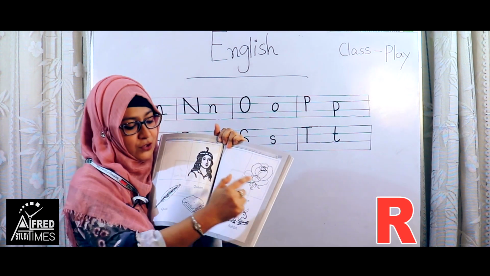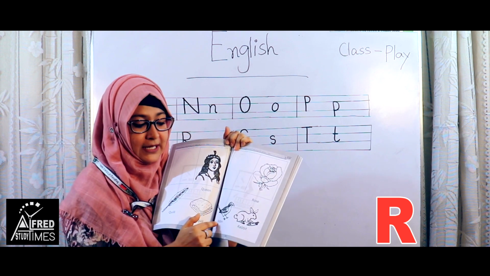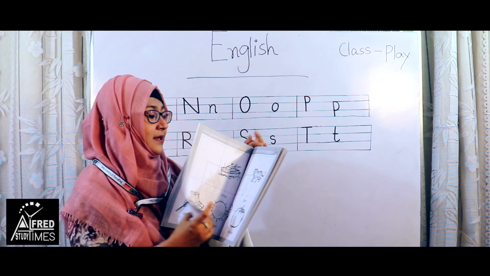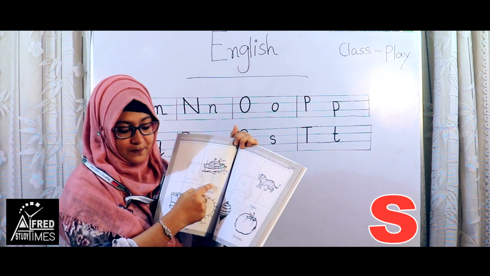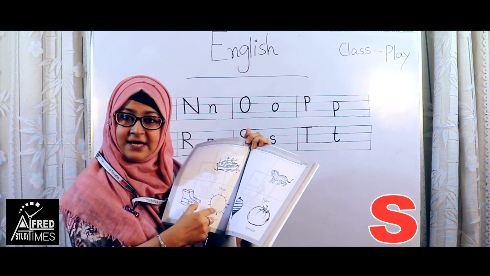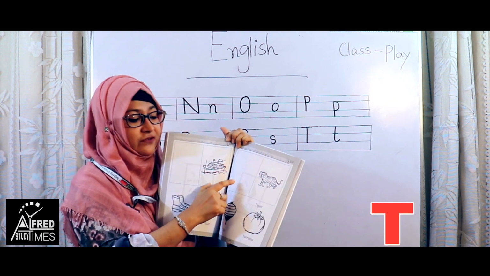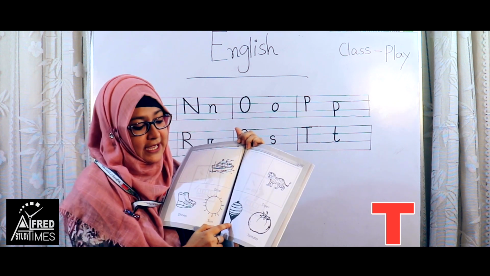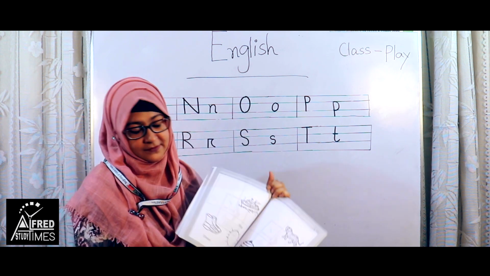R. R for rose, R for rabbit. S. S for sheep, S for shoes, and S for sun. T. T for tiger, T for top, and T for tomato. Okay?